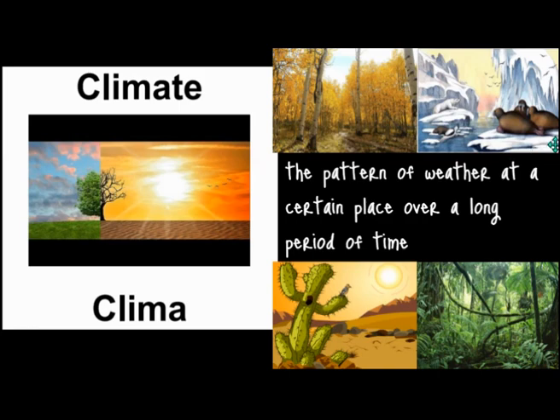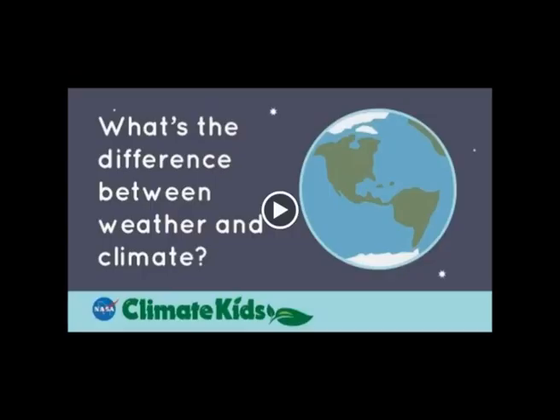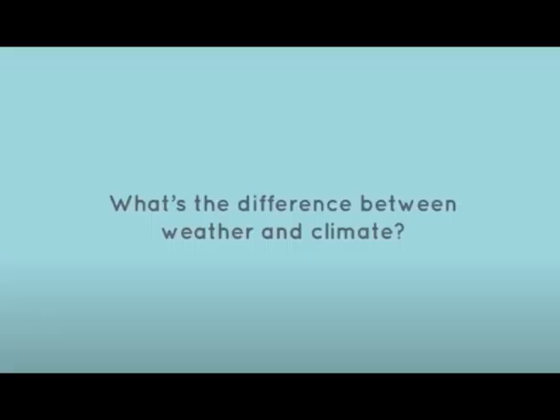Whereas somewhere like the Arctic, the climate is always cold and icy. And if you look at somewhere like the Savannah Desert, the climate is always dry and hot. And if you look over here, we have a rainforest. In rainforests, their climate is always hot and wet. Let's watch this quick video to help us understand the difference between weather and climate.